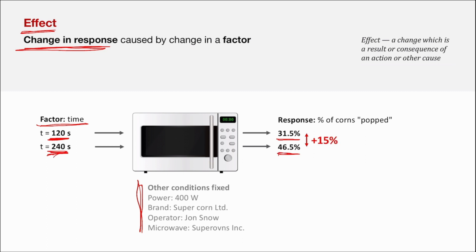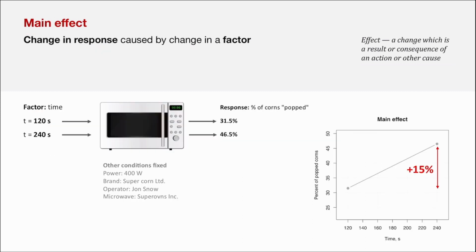So the effect is the difference between these two outcomes. In this case, I have an increase of 15% more corns popped if I use a longer time, right? So in this case, I can make a main effect plot. So the effect from time, I can show it as: this is the outcome I got when I used 120 seconds, this is the outcome I got when I used 240 seconds, and this is the difference.